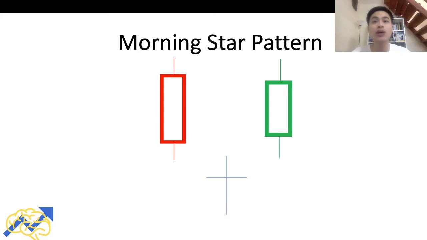The second thing we want to look out for is that there must be a space or gap between the bodies of the bearish and doji candlestick, and a gap between the bodies of the doji candlestick and bullish candlestick. If the candlestick pattern meets these two criteria, then we say that it is a morning star pattern.